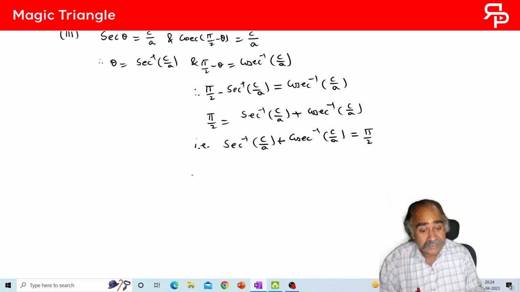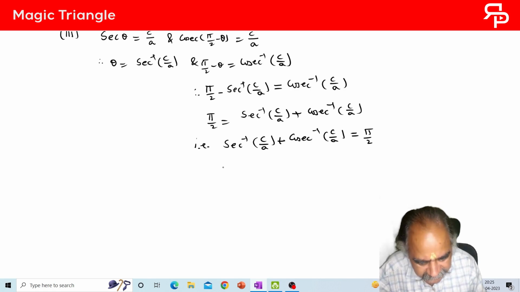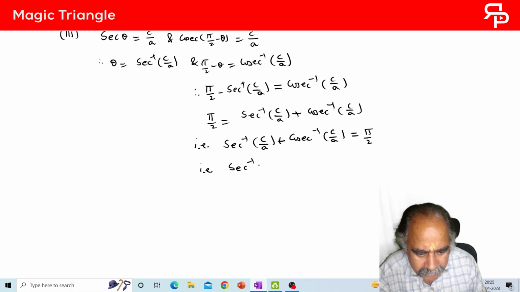So sec inverse of any value plus cosec inverse of the same value gives what? Pi by 2. So we can write this as: sec inverse x plus cosec inverse x gives pi by 2.